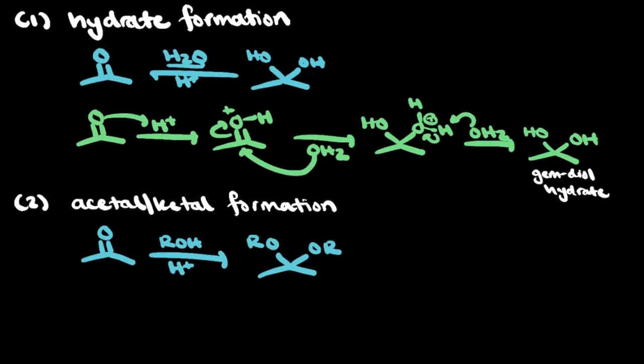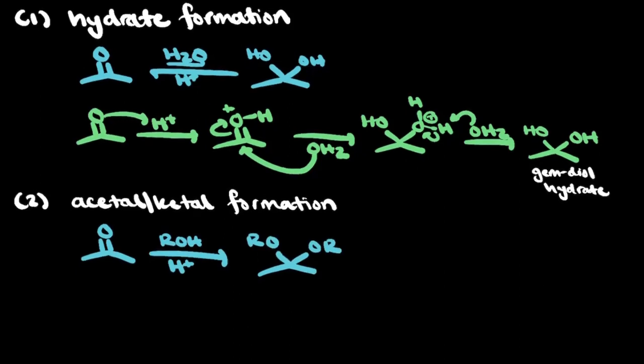So the big difference between acetals and ketals is that if your starting material was an aldehyde, you end up with an acetal. If your starting material was a ketone, you end up with a ketal. So let's go ahead and check out how that mechanism looks.